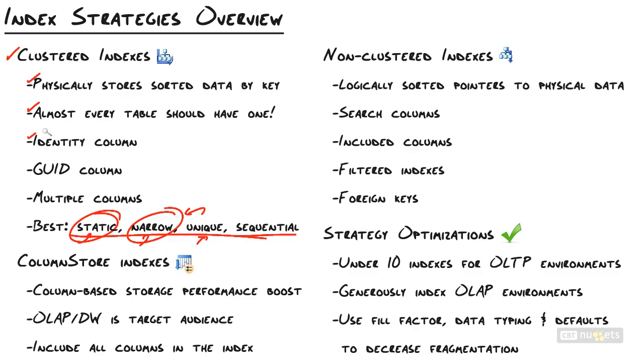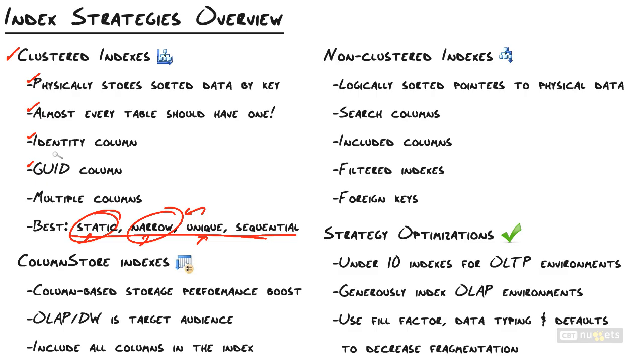Identity columns. These are good because they follow all of the best characteristics of a clustered index: static, narrow, unique, sequential. The downside, though, is it doesn't really describe the data in any way. So if you can find a natural key, that's great. But if you can't, don't force it, because a lot of times if you try to force a natural key, it will not have one of these characteristics. So identity columns are okay.